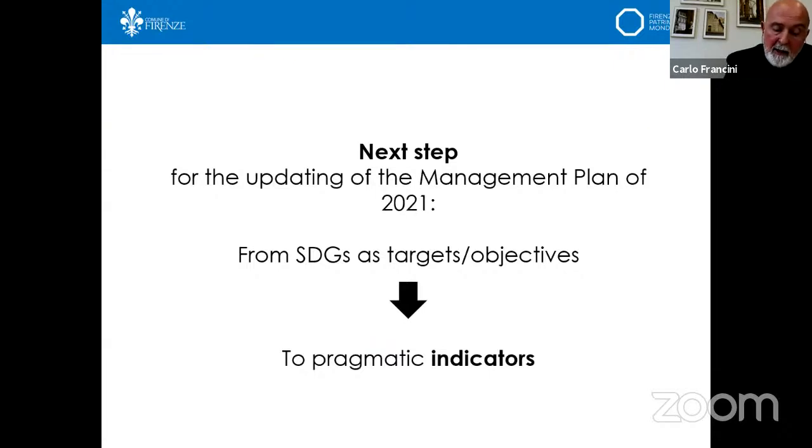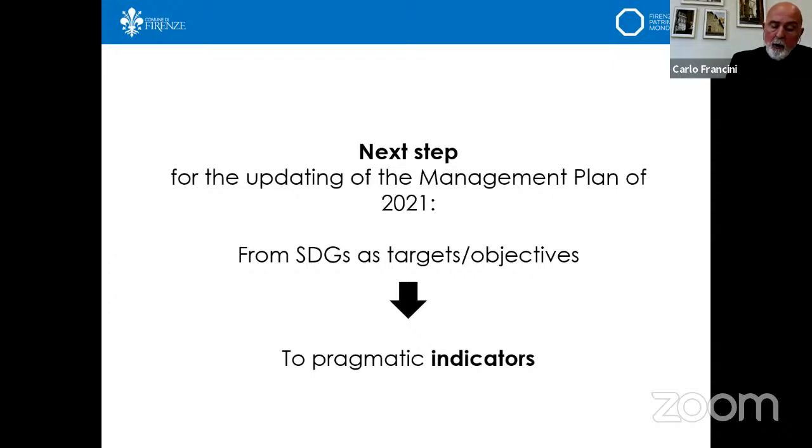As I mentioned earlier, currently we are updating the new management plan, which will be issued in 2021. As in the previous document, the future management plan will be based on the 2030 agenda. In particular, it will take into account the ISTAT indicators related to SDGs to measure the impact that each city project has on the 2030 agenda.